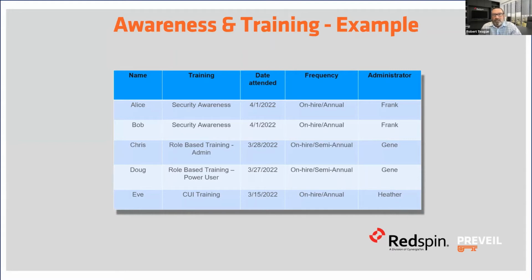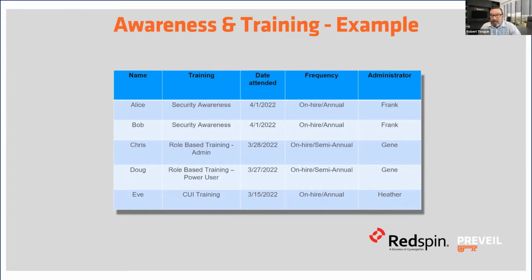So if I'm looking at this as an assessor, I'm looking at, okay, Alice has done security awareness training, so has Bob. Chris and Doug have done role-based training, and everybody else is on an annual basis, but Chris and Doug are on a semi-annual basis. So I'm going to ask you, how come? It's that simple.